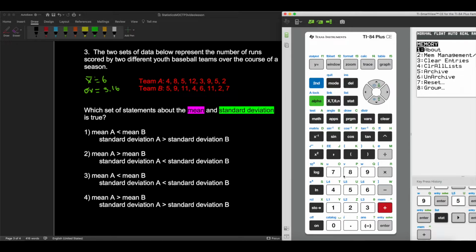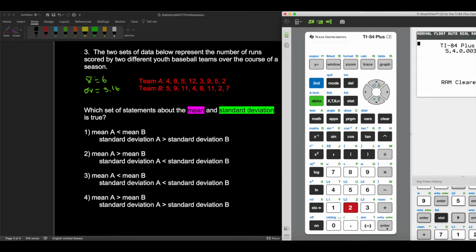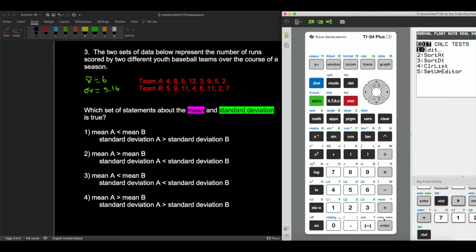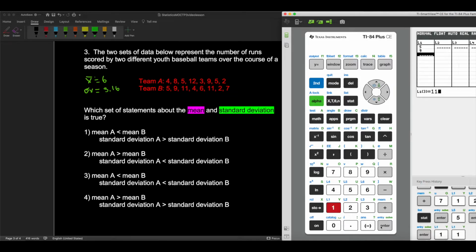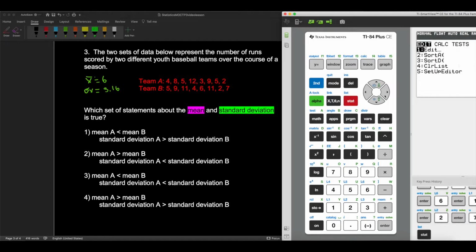Second plus 712, although you could have typed it over it, but that's okay. Stat enter. It's good to play it safe, right? 5, 9, 11. 5, 9, 11. 4, 6, 11. 2, 7. Stat right. And there you go.